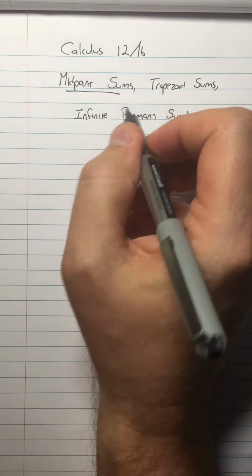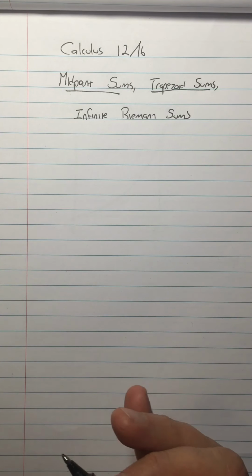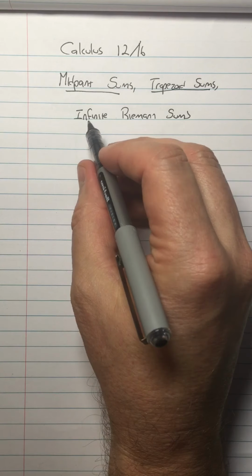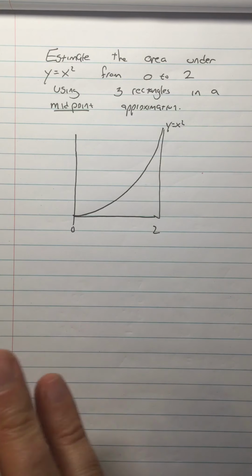So today we're going to look at a number of ways to improve our estimates using triangles. And the first thing that we're going to look at is different ways to arrange the rectangle using what's called a midpoint sum, using a different shape, which will be a trapezoid sum. And now we're going to do the long-awaited increasing the number of rectangles to infinity. That's going to be one of our goals today. All right, so to start with, the midpoint sum.